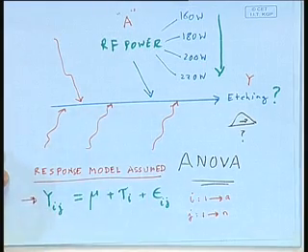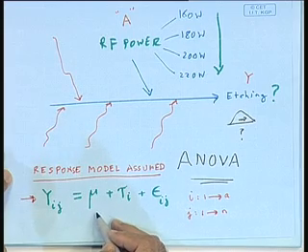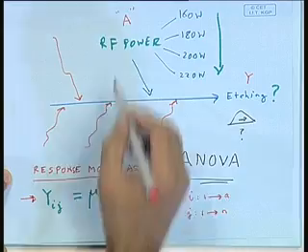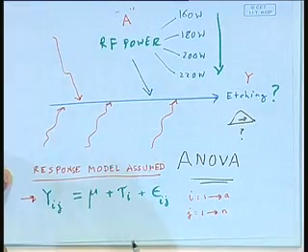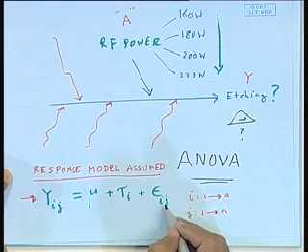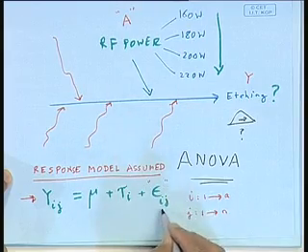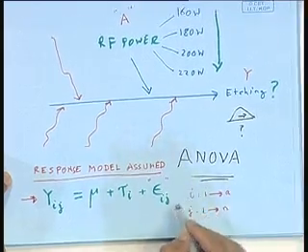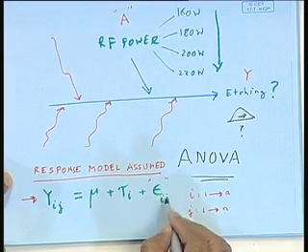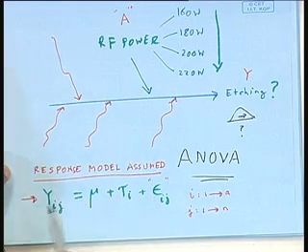This is my response model assumed. There is an overall average response. There is the effect due to treatment of RF power, which is the factor I'm changing. And of course, anything else that does not get changed contributes an error. We call this error. For each reading, for each trial, I'll end up with an epsilon ij component. That's going to be the error term there, the background noise.